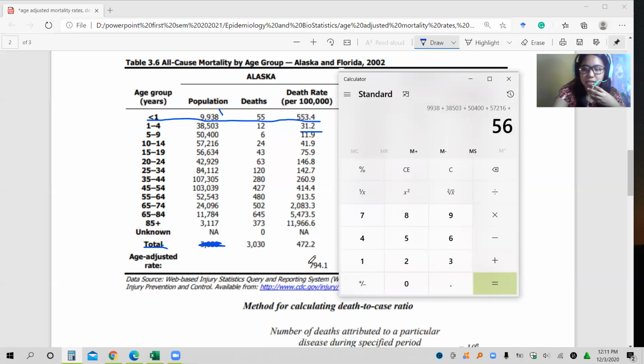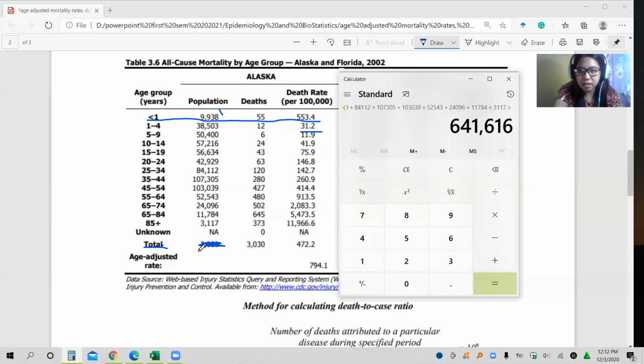57,216 plus 56,634 plus 42,929 plus 84,102 plus 107,305 plus 103,039 plus 52,543 plus 24,096 plus 11,784 and the last one, plus 3,117, for a total of 641,616.